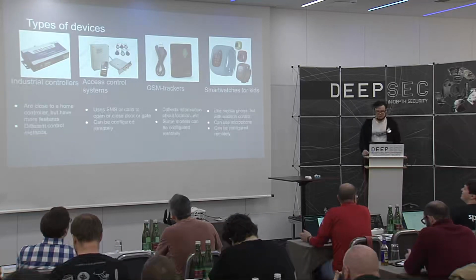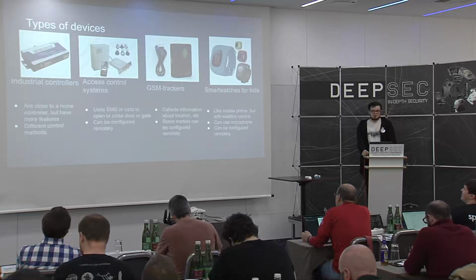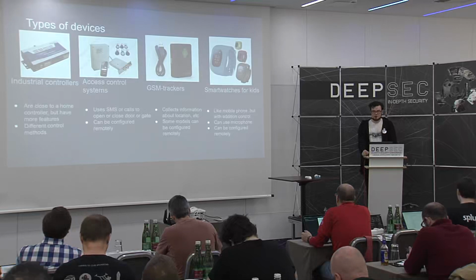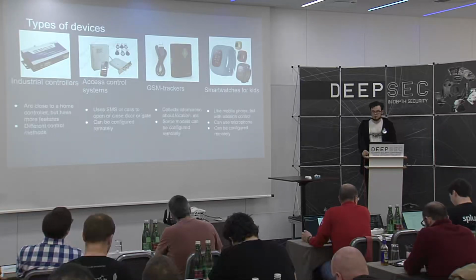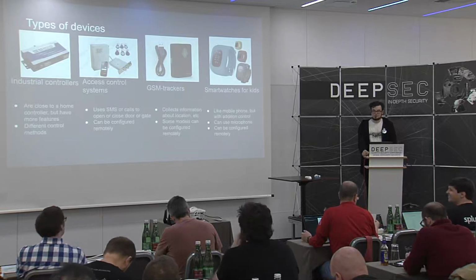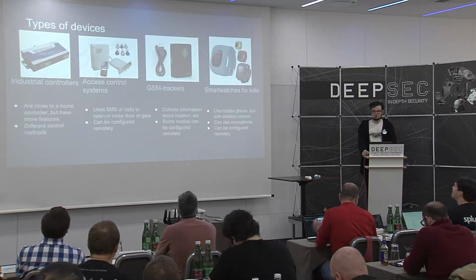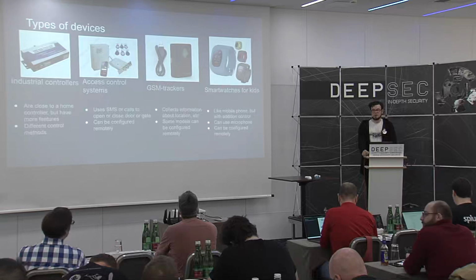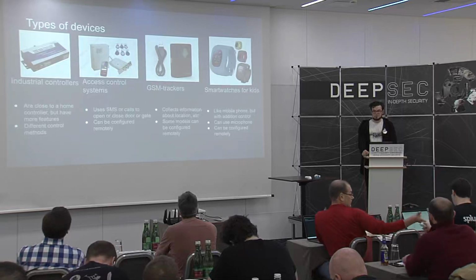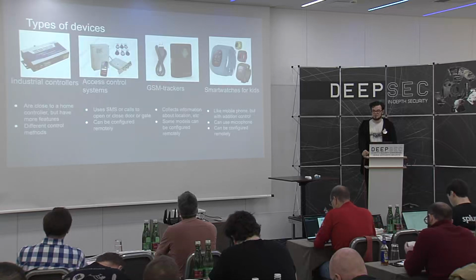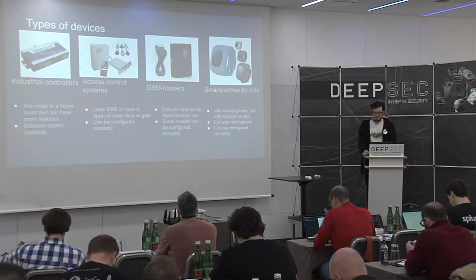Also, we have different access control systems. They can be used at home, to open or close the gate, and sometimes in the office to control all employees. Usually you can send an SMS to open the door. Also, we have different GSM trackers. You can install one in your bike or your car, and you will get an SMS, or sometimes a call, when somebody steals your bike or your car.